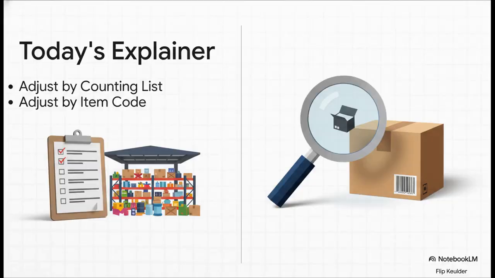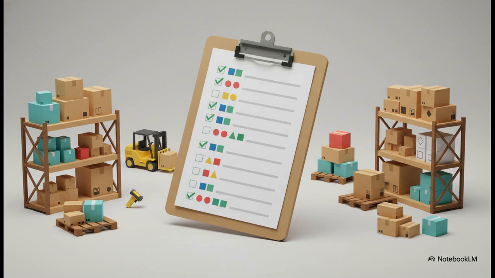Let's check them out. So we're going to look at adjusting with a full counting list and then by just a single item code. All right, let's jump into method 1, adjusting an entire count using a counting list.